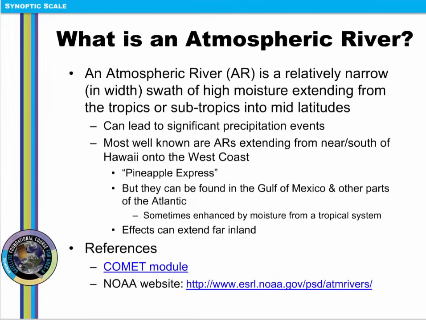First, let's review the definition of an atmospheric river. It is a relatively narrow swath of high moisture extending from the tropics or subtropics into mid-latitudes. And these atmospheric rivers can lead to significant precipitation events. Most well known are the ones that go from Hawaii onto the west coast, the so-called Pineapple Express, but atmospheric rivers can be found from the Gulf of Mexico or other parts of the Atlantic, and sometimes they're enhanced by moisture from a tropical system, in which case you can get significant flooding, and the effects can extend far inland. For reference, there's a common module on atmospheric rivers and a NOAA website that has much more information.